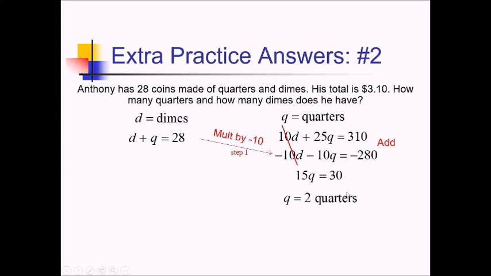How many dimes? So let's plug 2 back in for Q in this equation over here. So we have D plus 2 equals 28. Not a bad equation to have to solve, right? Subtract 2 from both sides, and we end up with 26 dimes.